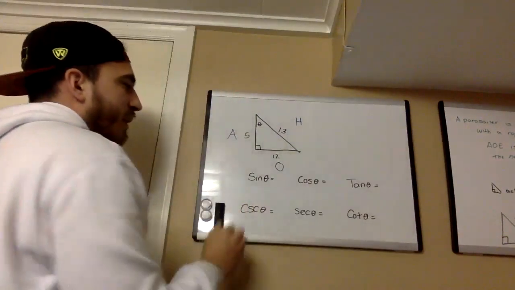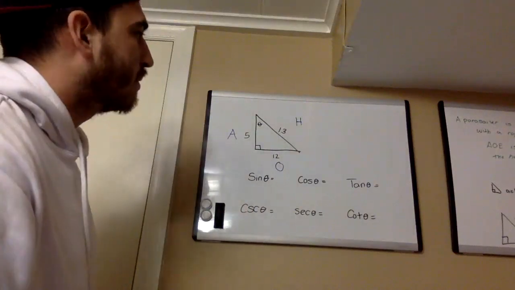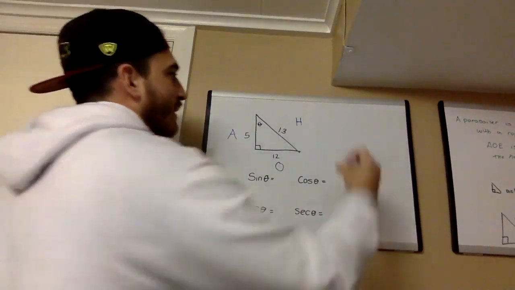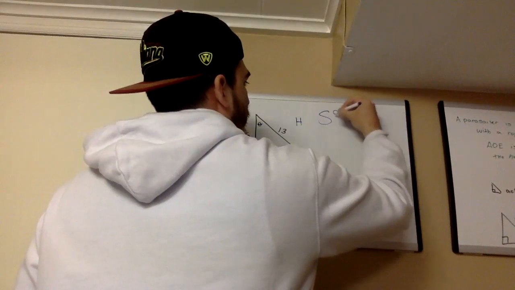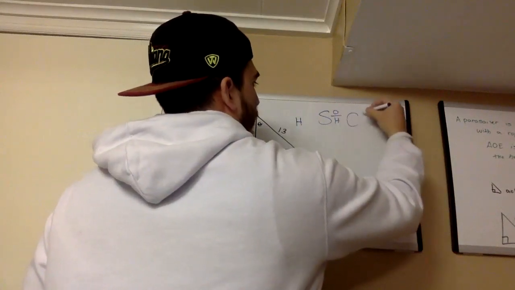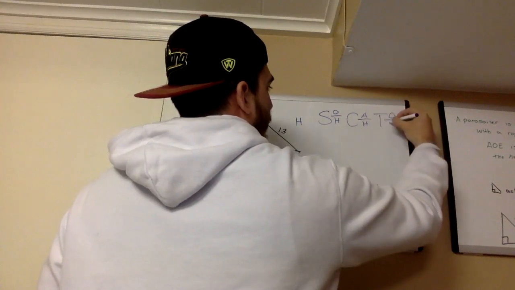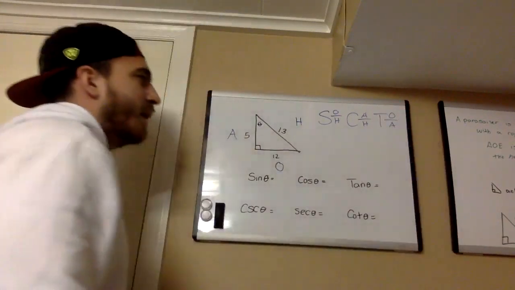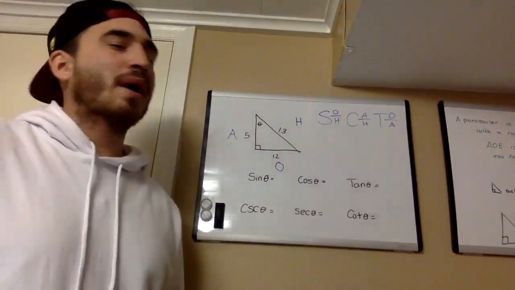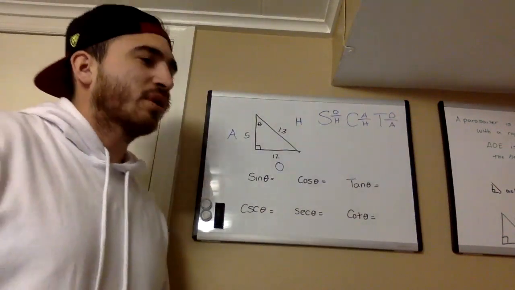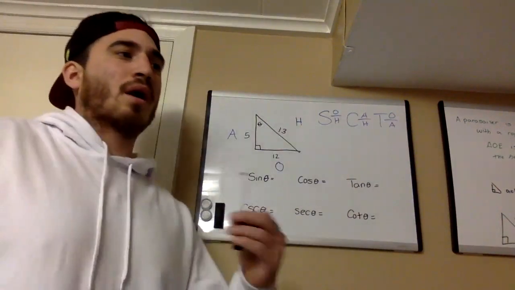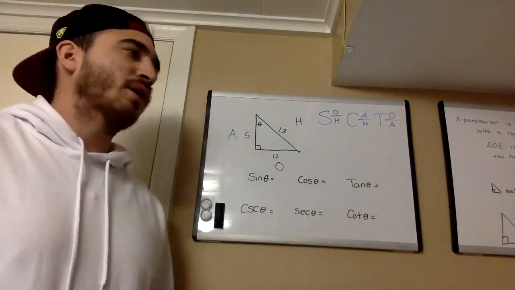Now, in order to find your trig functions, you need to remember the most important thing about trig is SOH CAH TOA. So it's a good idea to remember this so you know that if it's supposed to be opposite over hypotenuse or hypotenuse over opposite, it's just a good way to remember it.